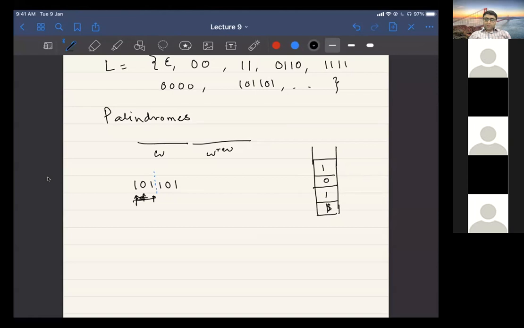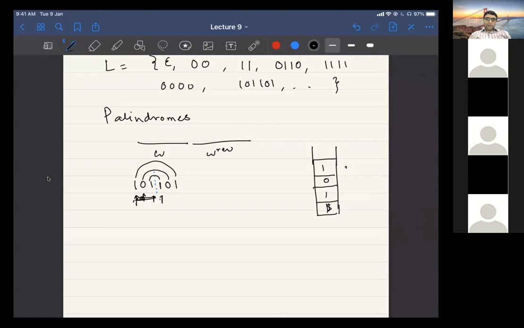Once we have read half of the string, and we know that we have reached the middle point, whatever we read is the reverse or the mirror image of whatever we have already read, right? So we have one here, and this one should match this one. This zero should match this zero, and this one should match this one. So whenever we read any character here, we should read a matching character on the stack. And if you don't find such a character, it means that there's a problem.